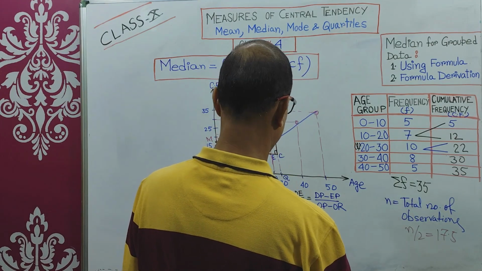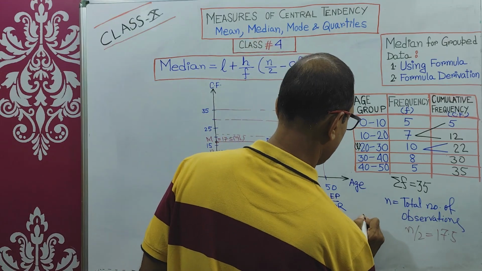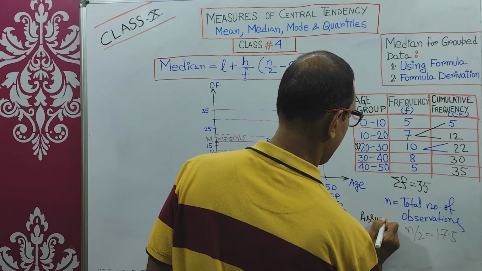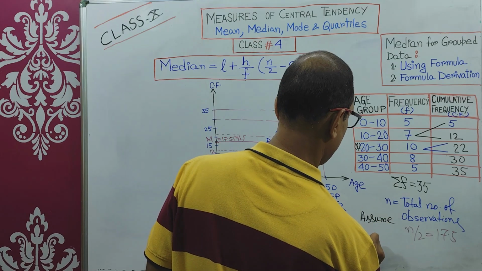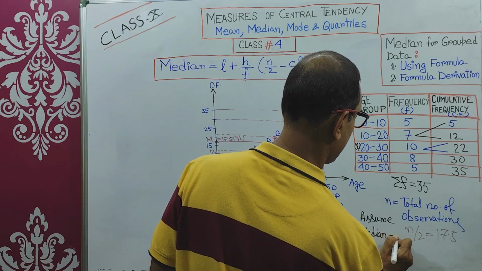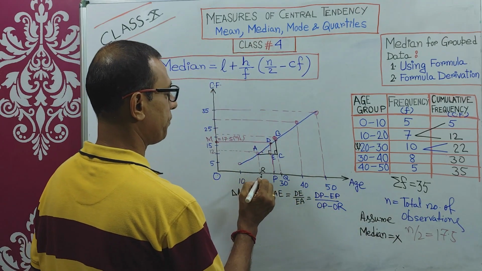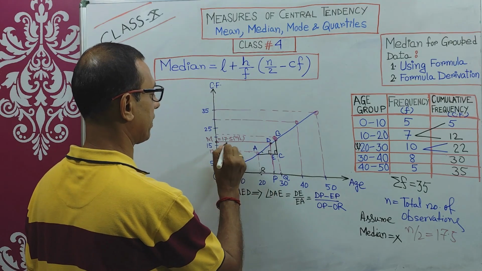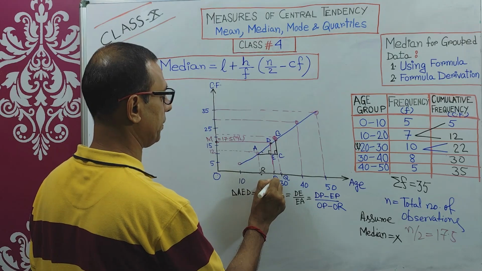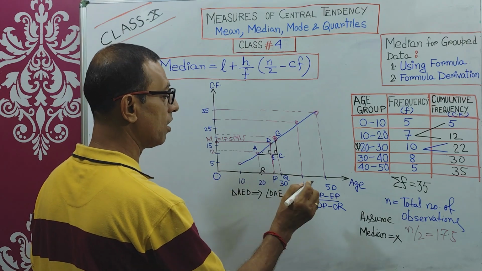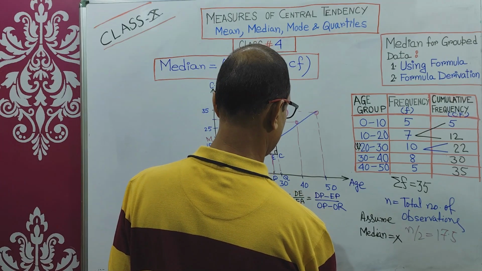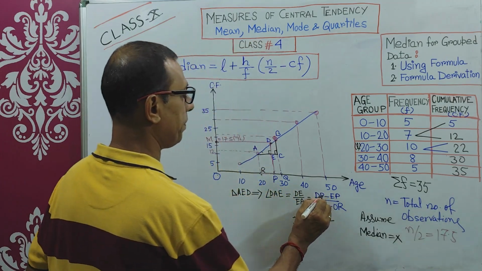Now, if I put the values, here you need to assume median equals X. If this is the median, the corresponding perpendicular of 17.5, that is, the median is coming to this point, that means OP is the median, right? So now you replace these values. Okay, so DP minus EP.